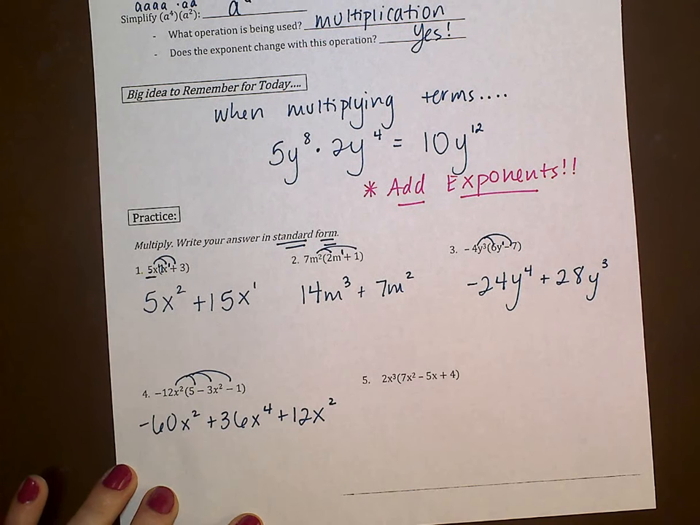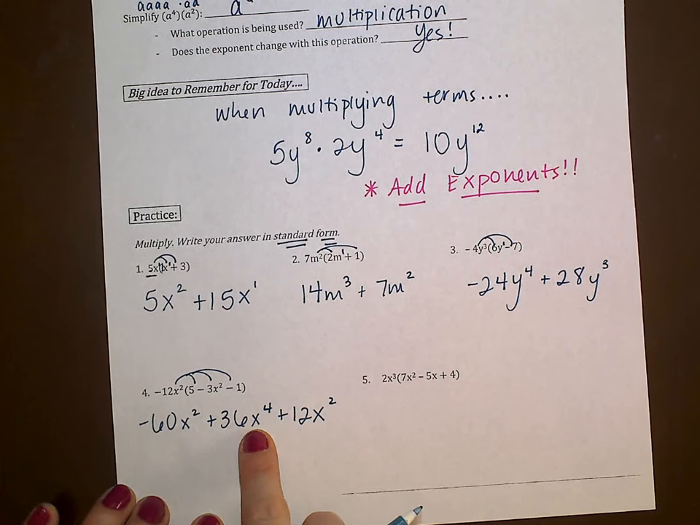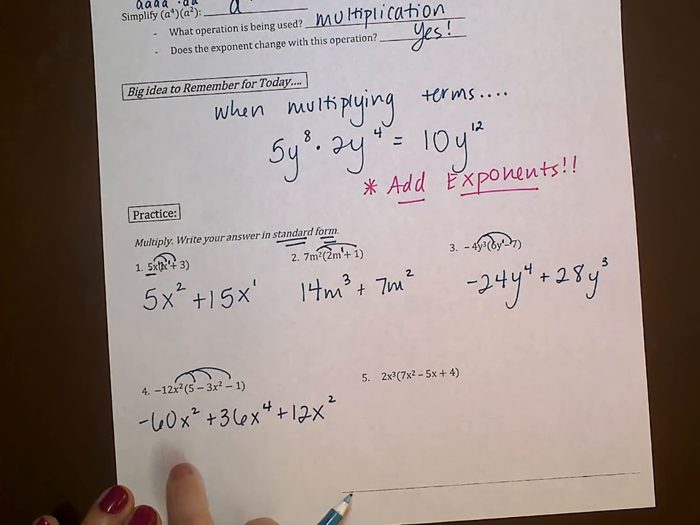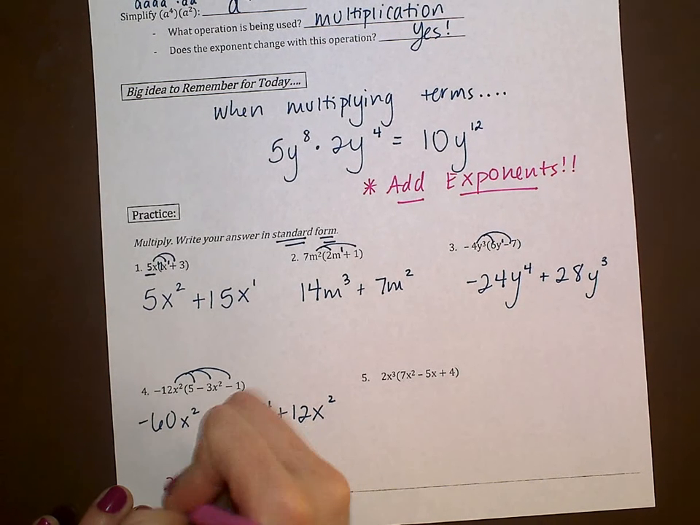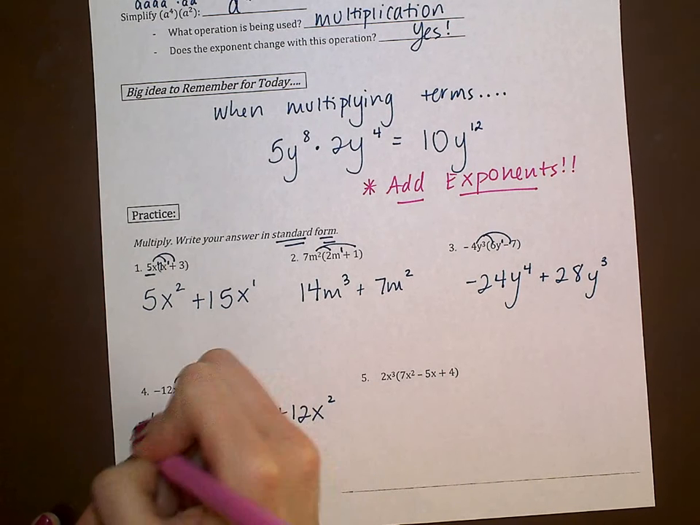Here's an example where they're going to try to get you. This is not in standard form. X to the fourth is the biggest exponent. That needs to come first. Okay, so you got to write that guy first.